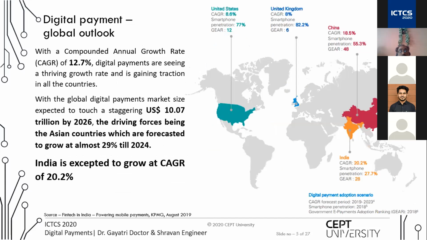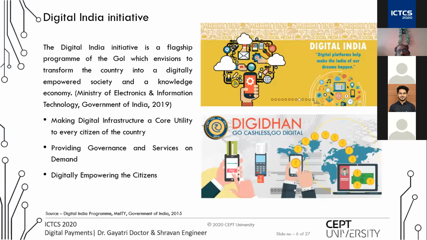And if we look at the global outlook, the sector is projected to grow at a pace of 12.7% CAGR, while India is projected to grow at a pace of 20.2%, which is much faster than US, UK, China, and Japan. Major contributing factor to this rapid pace can be attributed to the Digital India initiative implemented in 2015, which had three major pillars to itself. First being making the digital infrastructure a core utility for every citizen. Second, providing governance and services on demand. And third, empowering the citizens digitally.